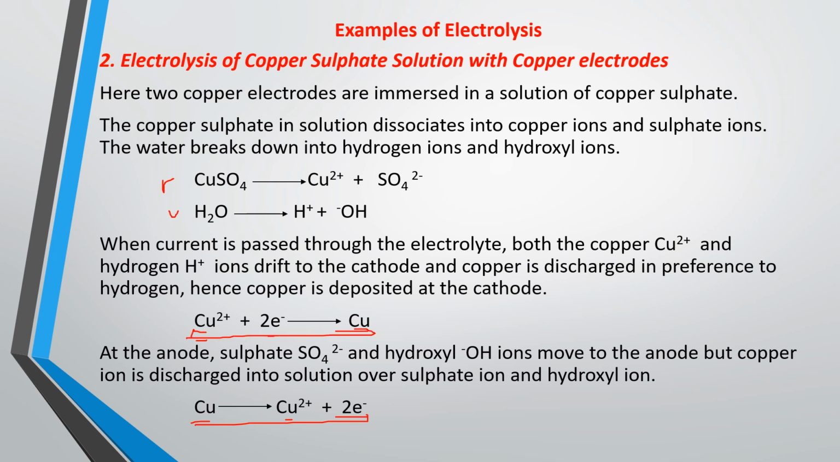You need to take note of these two equations because these are what are always given in examinations. You can be asked that in the electrolysis of copper sulfate solution using copper electrodes, which of the following elements are discharged at the cathode or at the anode? That is a typical question. So you should know which element is discharged at each of the electrodes.